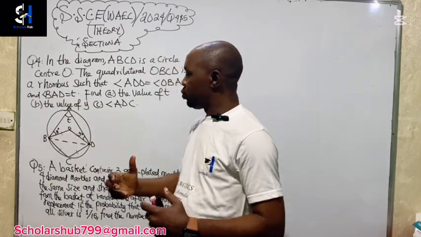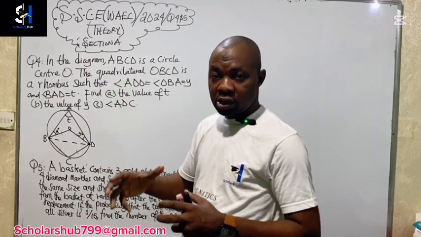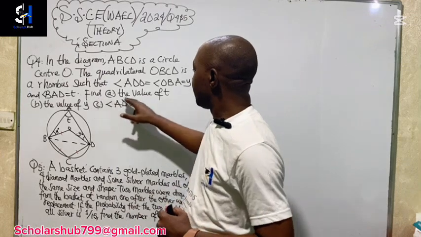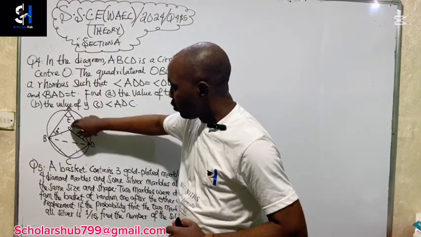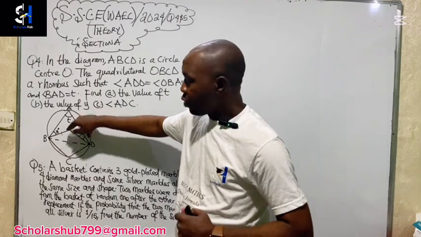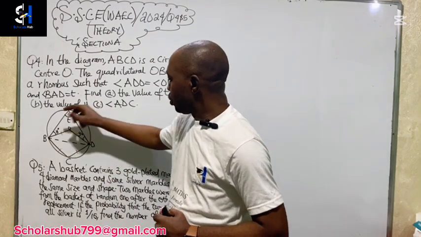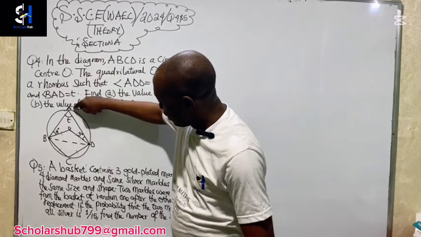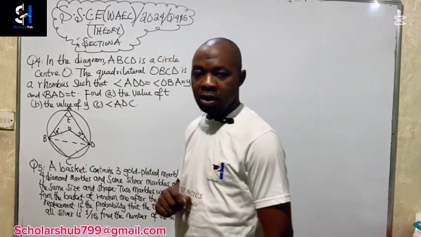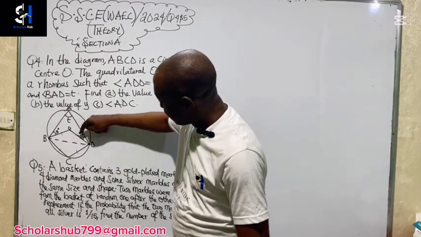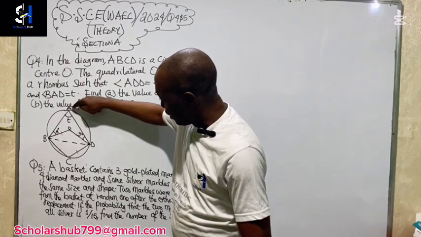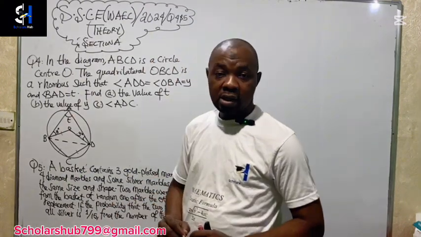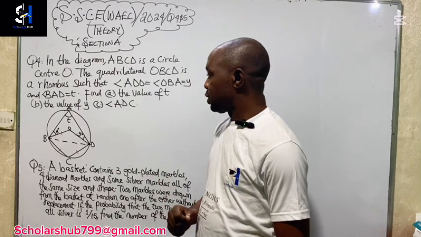T. So which means the angle subtended on the circumference is what we have here as letter T. All right, so we want to find the value of T, the angle subtended on the circumference. Then we're also going to find the value of Y. So Y is the angle ODA and angle OBA. So the size of angle Y, that's angle ODA, is also equal to the size of angle OBA. That's why it is represented with the same letter.